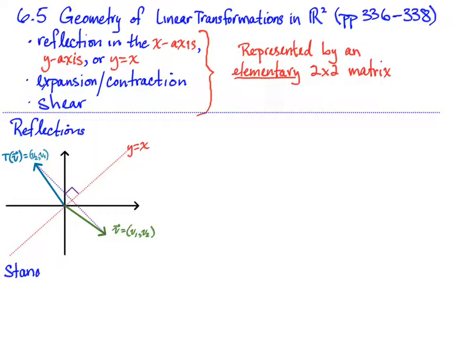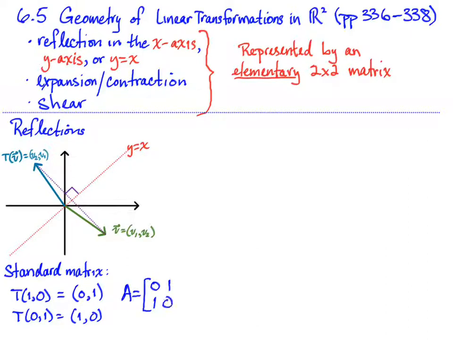And remember, to get the standard matrix for any linear transformation, what we have to do is compute the images of the two standard basis vectors. So T of 1, 0 is just 0, 1. You just swap the components. T of 0, 1 is just 1, 0. And then we can write down the standard matrix using those two vectors as the columns. So the standard matrix for this linear transformation has columns 0, 1 and 1, 0, the images of the two standard basis vectors.